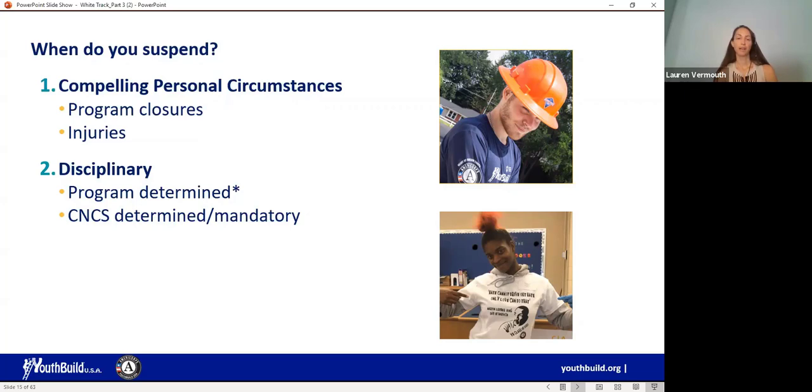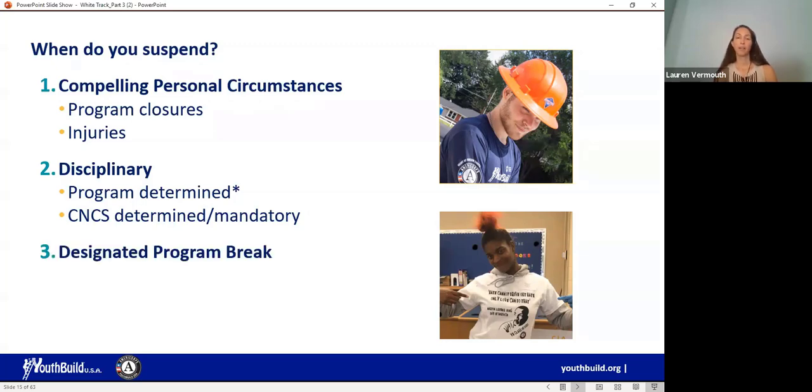Also in that contract are CNCS determined suspensions, and those are mandatory. They apply to all AmeriCorps programs. If a member was to be charged with a violent felony or possession or distribution of a controlled substance, you are required to suspend them until those charges are dropped or resolved. If they ultimately are convicted, you have to exit them, but we suspend to let things sort out and figure out what the situation is.